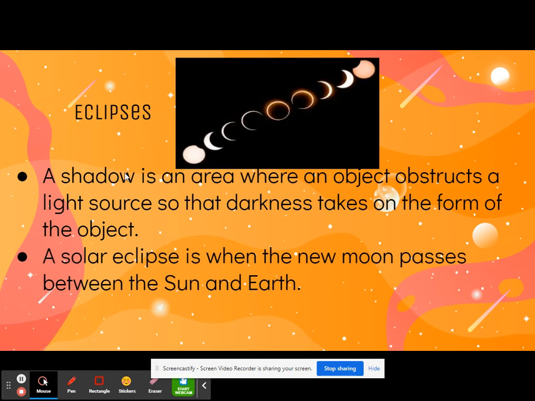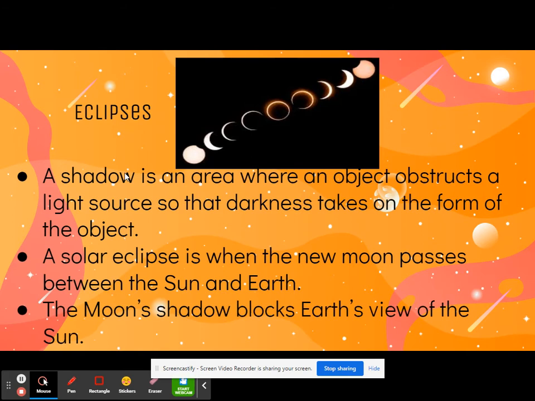A solar eclipse is when the new moon passes between the sun and earth. Okay, sun, moon, earth. The moon's shadow does not make a shadow on the sun. Guys, seriously, somebody's going to get this wrong on the study guide. It does not make a shadow on the sun.